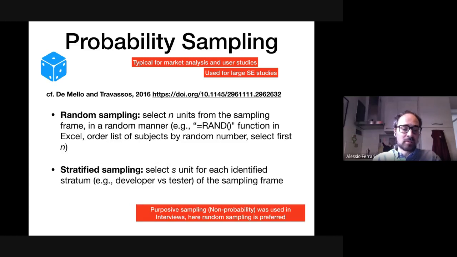Purposive sampling, that we mentioned last time, was used in interviews. Of course, since you perform interviews one after the other, you can adjust throughout the process. Here, you prefer random sampling also because you have to select all the people at once.